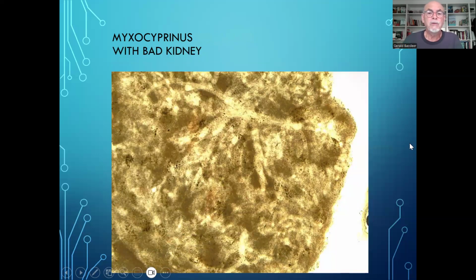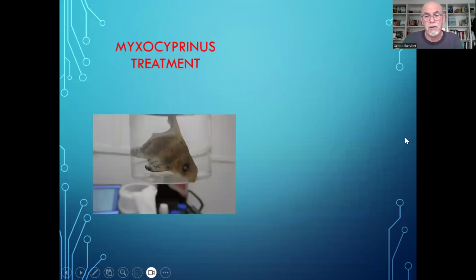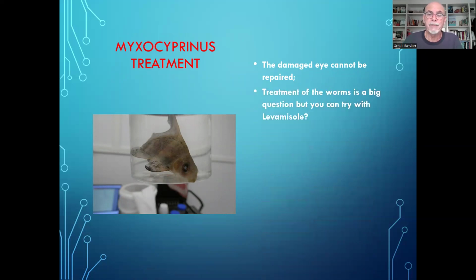Here we see the kidney, which is in bad condition. This is not a healthy kidney. You will see in my other videos what healthy kidneys look like, but this is a bad kidney which is not working properly. And of course, due to that bad bacterial infection that also occurs on the fish. Well, due to the damaged eye, due to the worms, the fish is not feeling well and cannot be repaired.